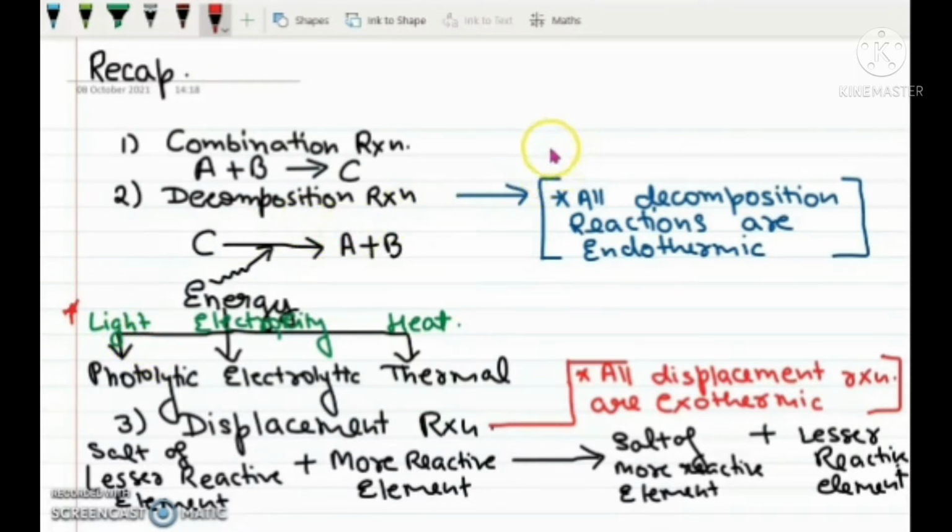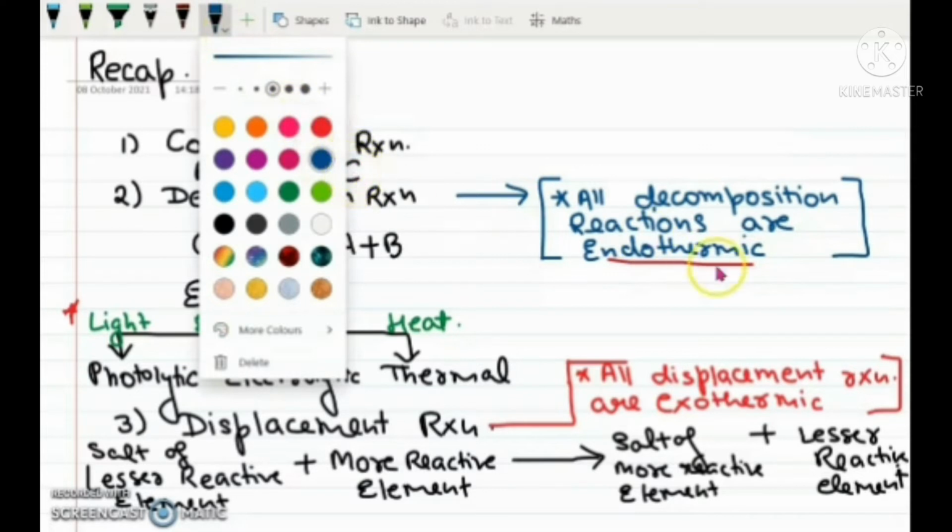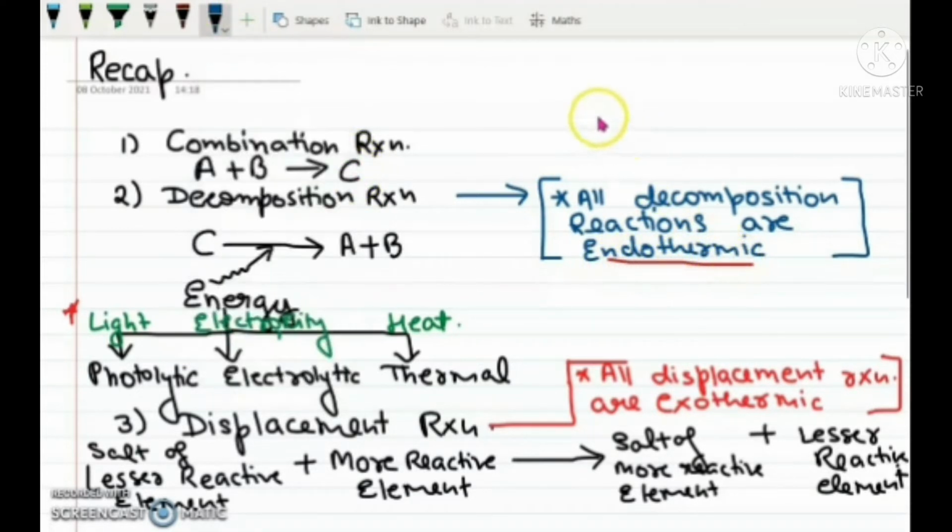Now, the other thing which we did not do in the previous videos is that all decomposition reactions are considered to be endothermic. Over here I will explain what I mean by the term endothermic. Endothermic reactions are those which absorb energy from the surroundings to complete themselves. Like in the decomposition reaction, the reaction required some form of energy input from the surroundings. So those reactions which absorb any kind of energy from the surroundings are referred to as endothermic reactions.